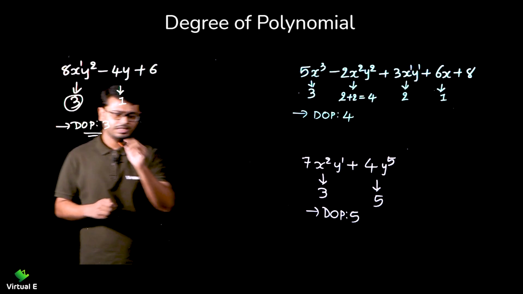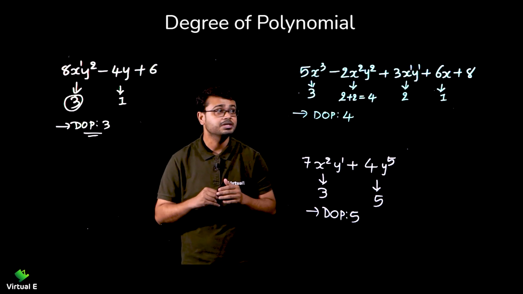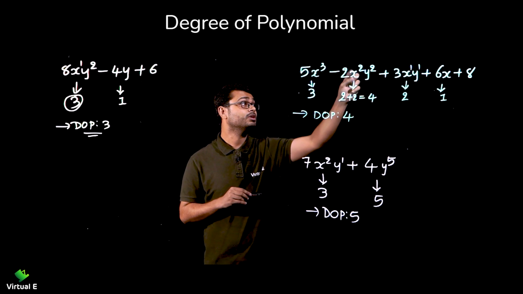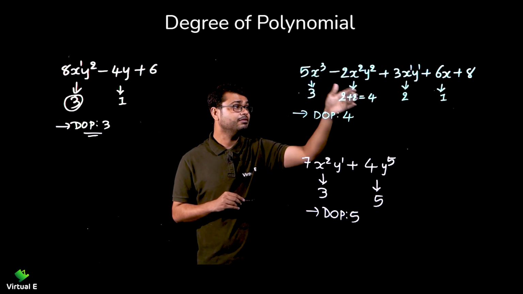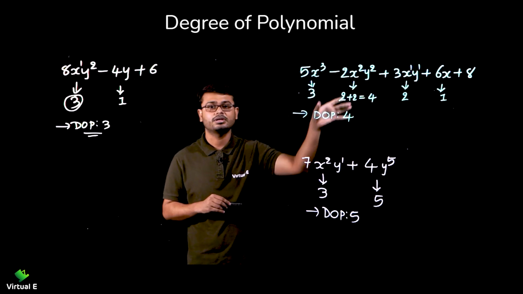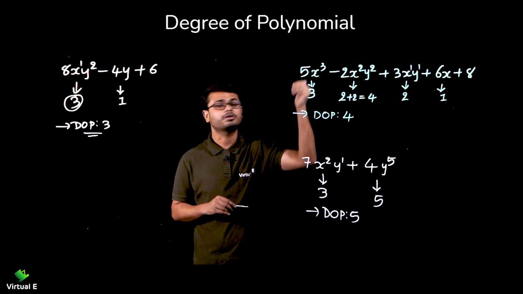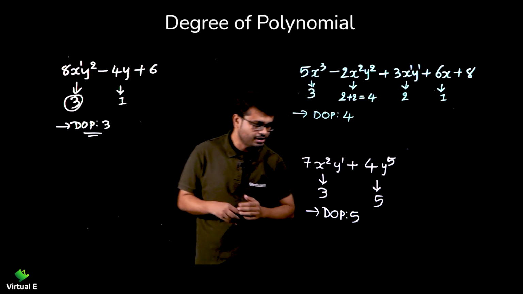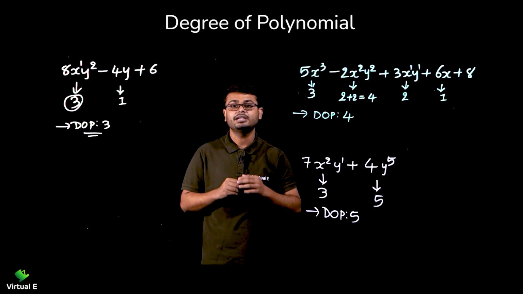Remember, the only thing which is important and different from the previous cases is that when you have two variables, you are supposed to add the powers, and whatever you get, that power you should consider for that particular term, right? For this term it is 4, for this term it is 2. Here it is already 3 because it is one variable. So this is how we find the degree of polynomial for one variable and two variables.